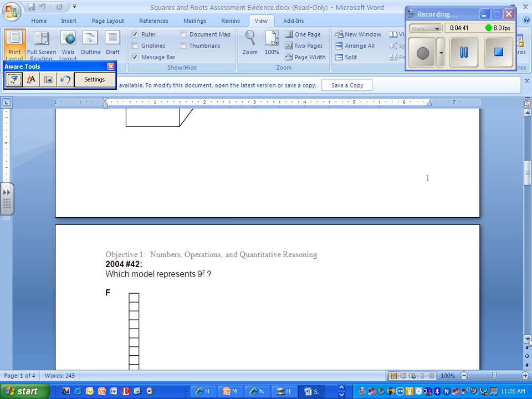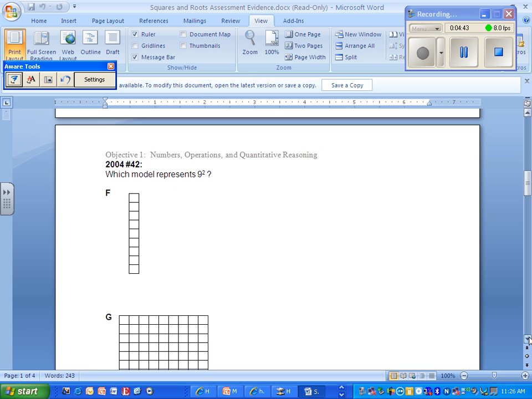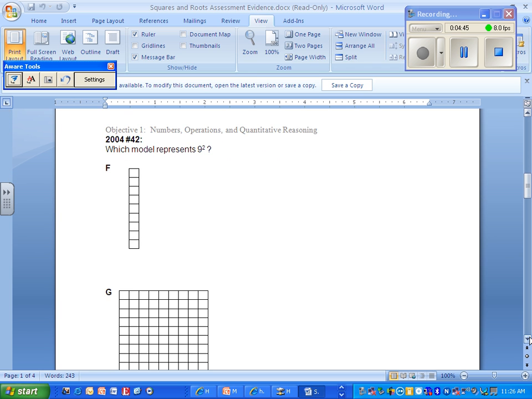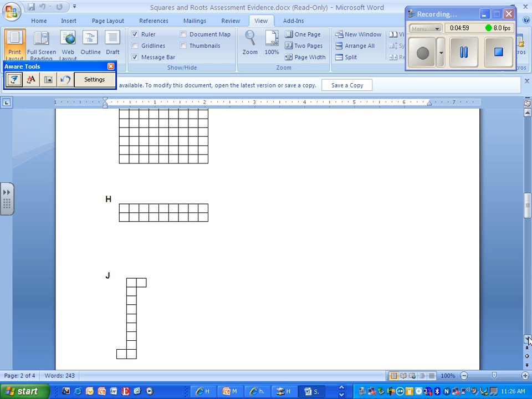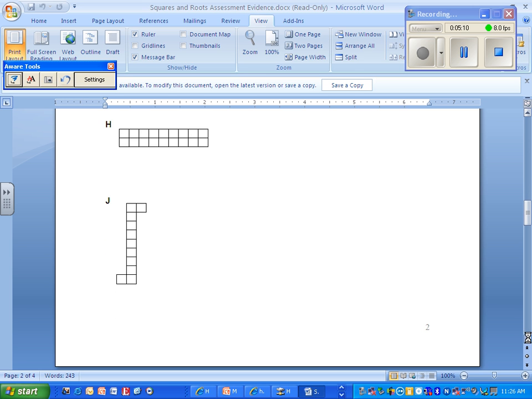All right, next page. Which model represents 9 squared? So I'm going to be looking for a square that's 9 by 9. And that's obviously going to be G. This is not 9 by 9. That's 9 by 1. This is 9 by 2. So that's not it. And I'm guessing before I even see J, well, that's just some odd little crossword shape. So nope, that's not it either. It's always going to be in the shape of a square, so keep that in mind. The answer is G.